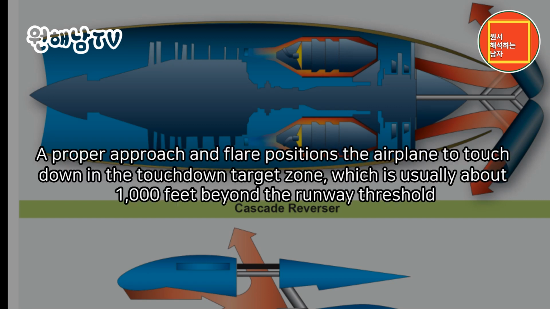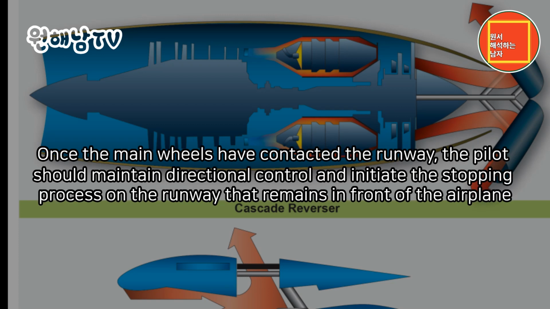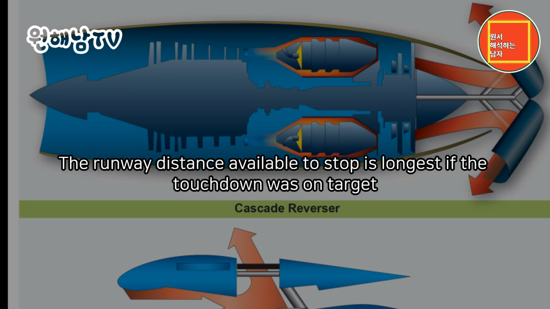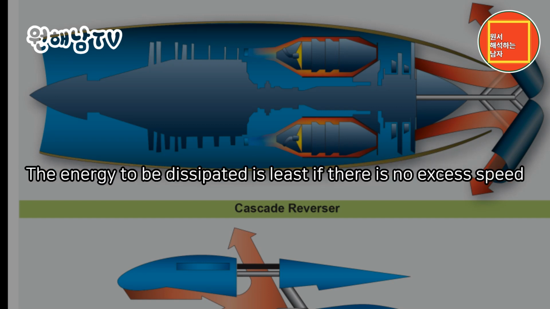Touchdown and rollout. A proper approach and flare positions the airplane to touch down in the touchdown target zone, which is usually about 1,000 feet beyond the runway threshold. Once the main wheels have contacted the runway, the pilot should maintain directional control and initiate the stopping process on the runway that remains in front of the airplane. The runway distance available to stop is longest if the touchdown was on target. The energy to be dissipated is least if there is no excess speed.